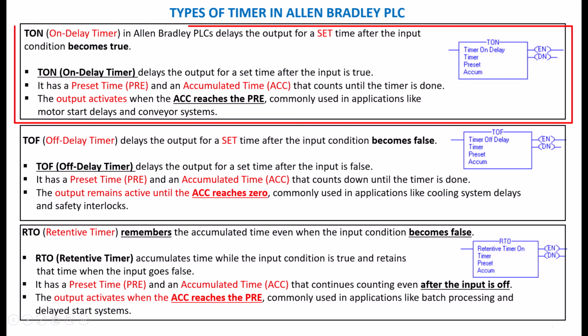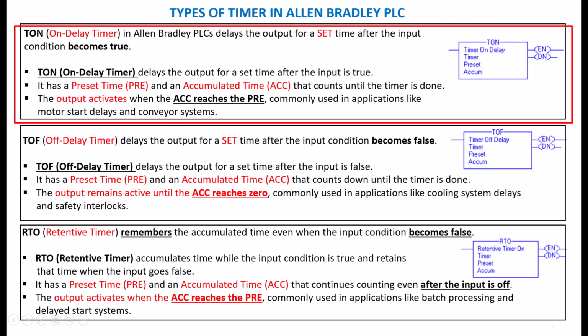First, let's talk about the TON, or on-delay timer. The on-delay timer is used when you want to delay an output for a specific amount of time after an input condition becomes true. Imagine you have a light that you want to turn on, but you want it to delay for a few seconds before it does. This is where the TON comes into play.